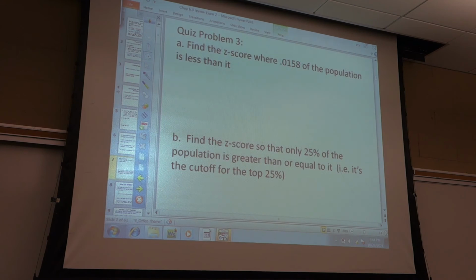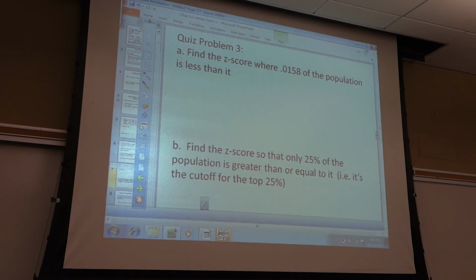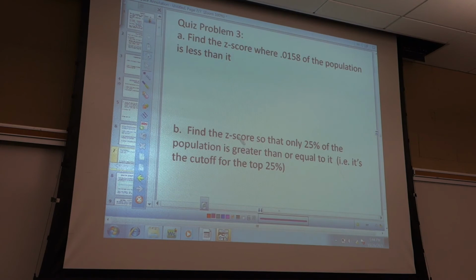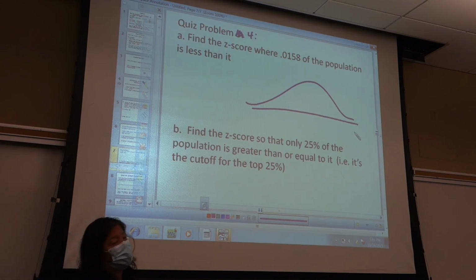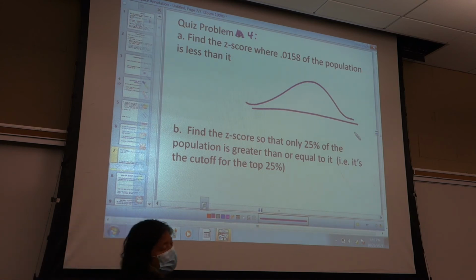So this is a quiz problem from last time. If you need extras, they're over there. Find the z-score where 0.0158 of the population is less than this. This is quiz problem 4 from last time. So you're going to draw a picture like this, and then 0.0158 of the population, that's a probability or percent of population, is less than it.